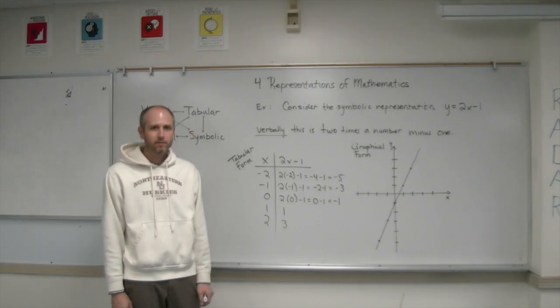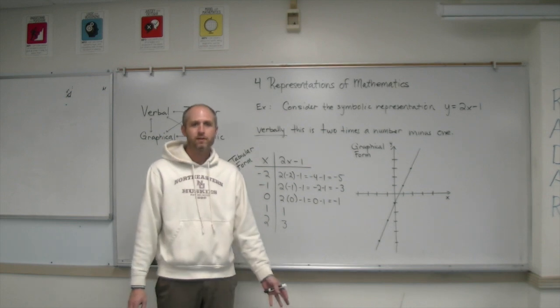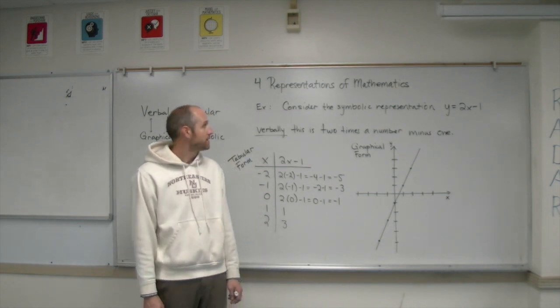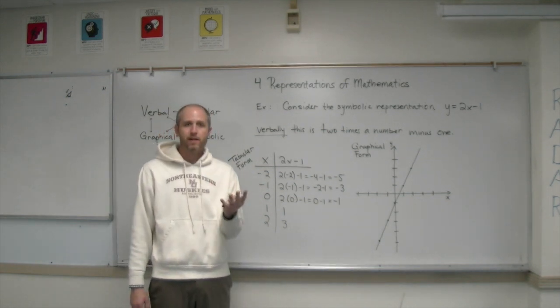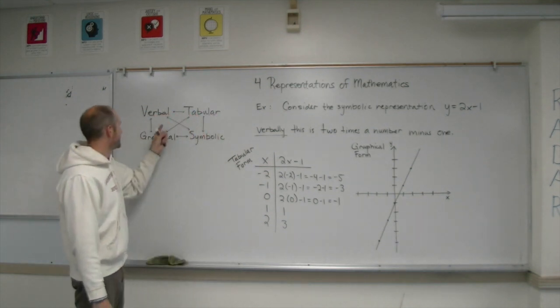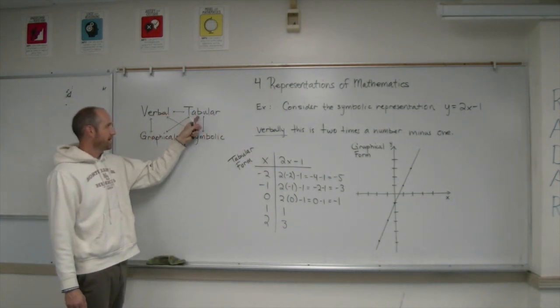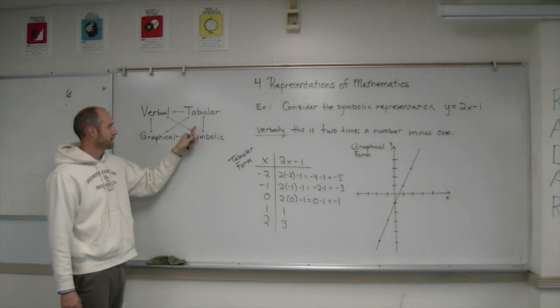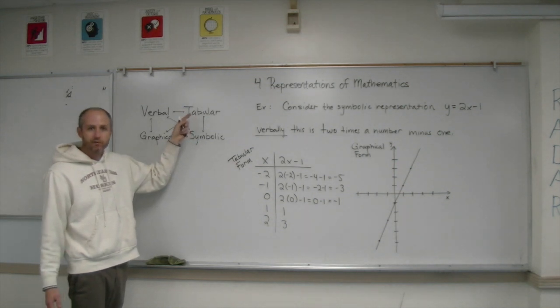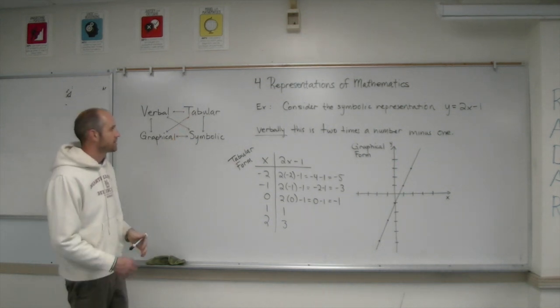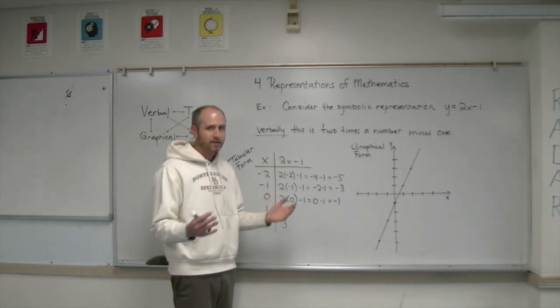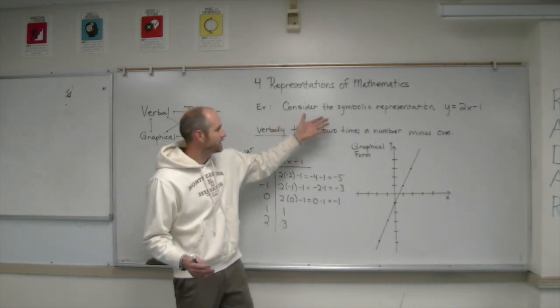Alright, hey everybody, so today we're going to talk about some different ways that we can represent mathematical ideas. There's four big ways that we can do this: verbal, tabular, graphical, and symbolic. And when I say tabular, what I mean is in the form of a table. Okay? So to get us started, let's consider an idea that's given in symbolic form.